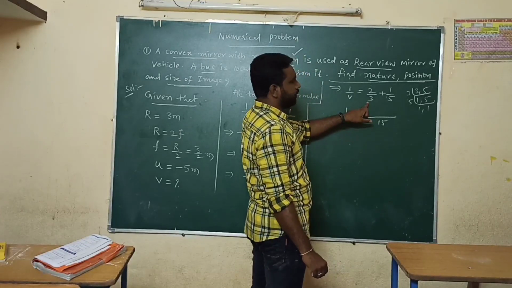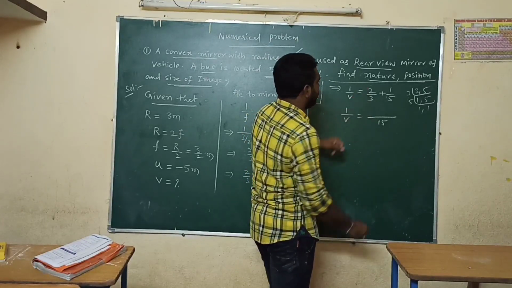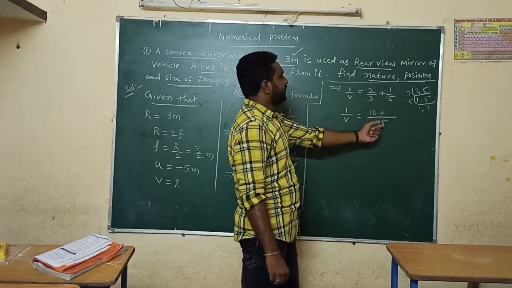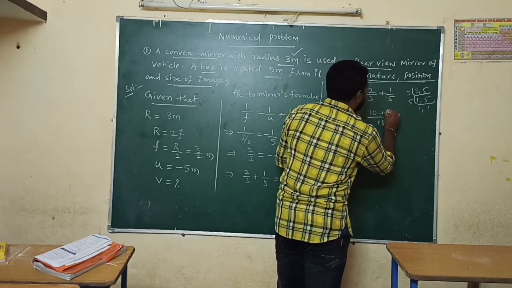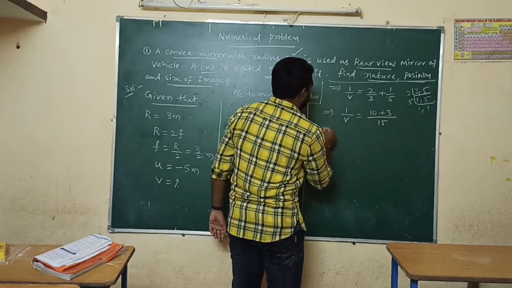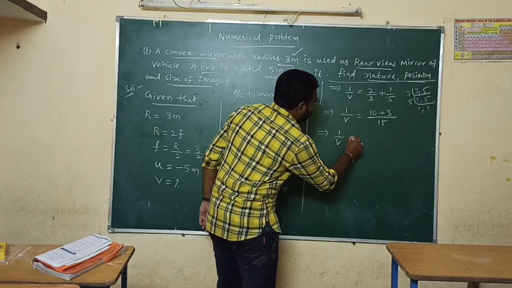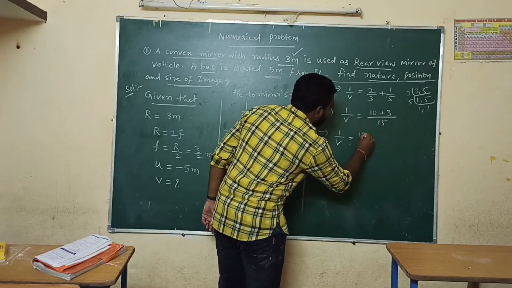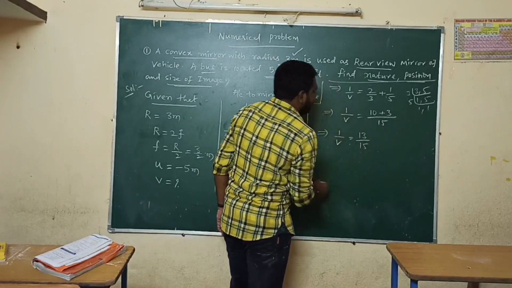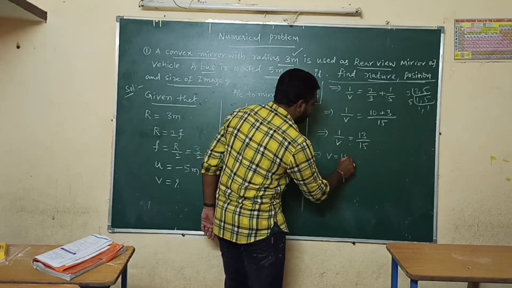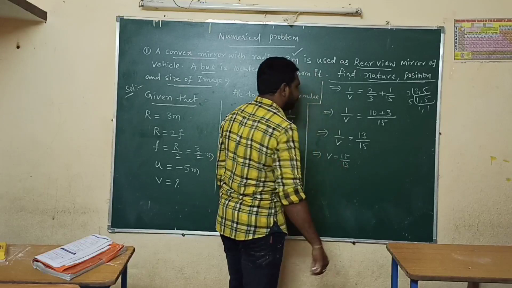So here we need to get 15. That means 3 should be multiplied by 5, so 2 into 5 gives 10, and 5 threes are 15. 3 into 1 is 3. So we get 1/v equals 10 plus 3, which is 13/15. If we rearrange this equation, we can write v equal to 15/13.